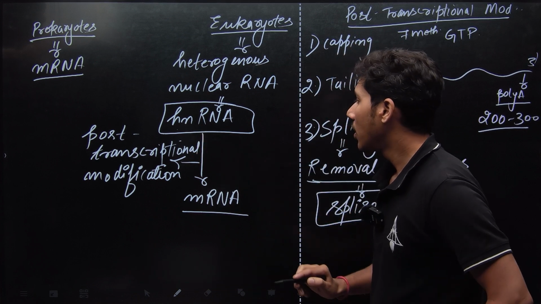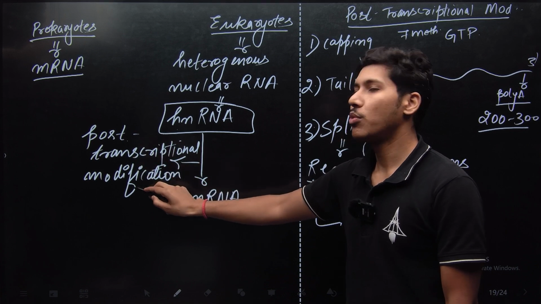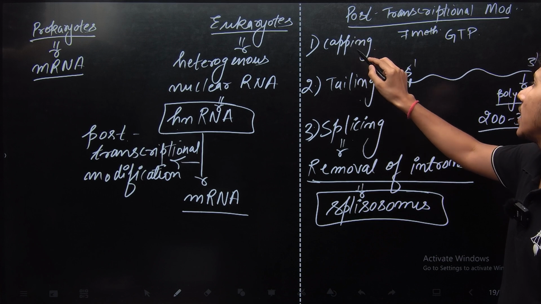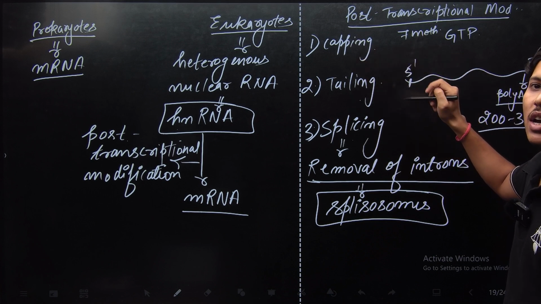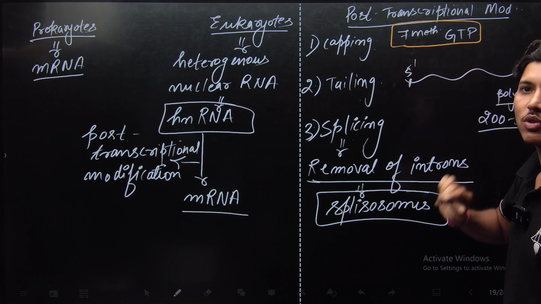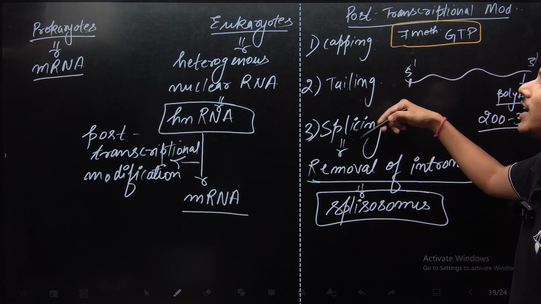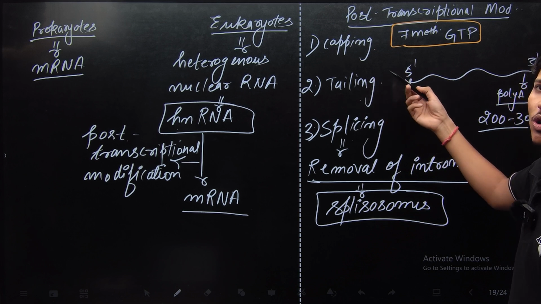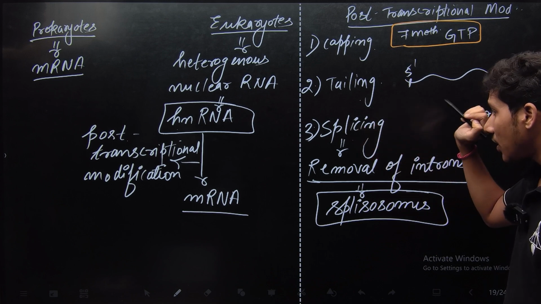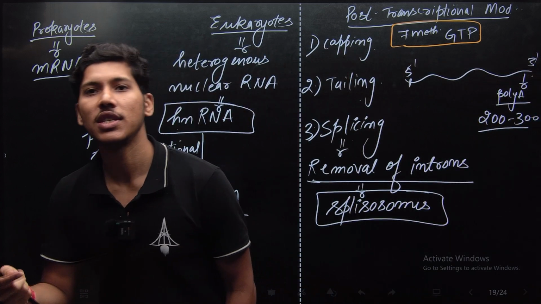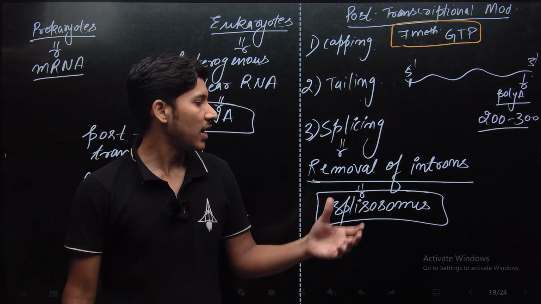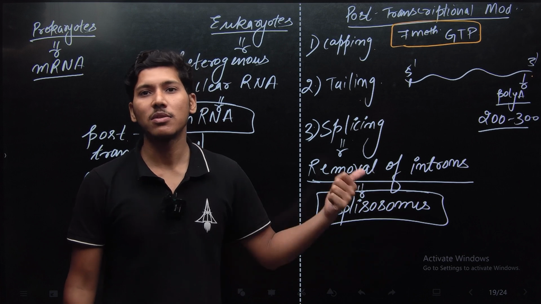Now it is done with the help of a post-transcriptional modification step, which involves three steps known as capping, tailing, and splicing. In capping, a 5' cap is added, and that 5' cap is known as 7-methyl guanosine triphosphate. In tailing, 200 to 300 adenine containing nucleotides are added at the 3' end, known as poly A tail. And in splicing, the non-coding sequences or the introns are removed from the nascent RNA known as heterogeneous nuclear RNA, with the help of a complex known as spliceosomes.